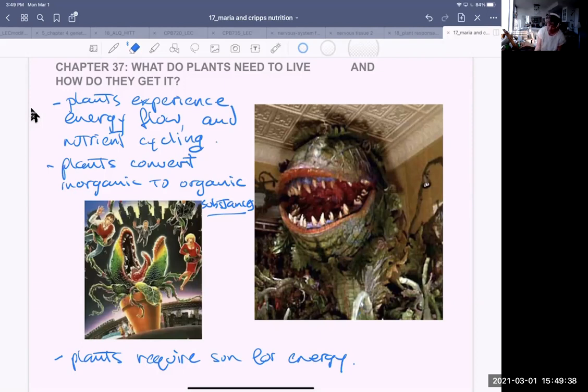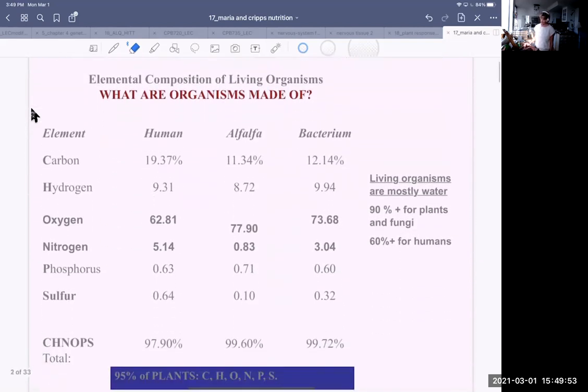So plants have that root and shoot system. Plants have roots and plants have shoots. And these are some of the nutrients. The elemental composition of a living organism. What are organisms made of? Not just plants, of course. Alfalfa is a plant, but also bacteria, humans that are animals. So this is our composition.